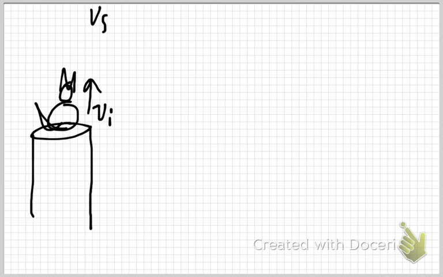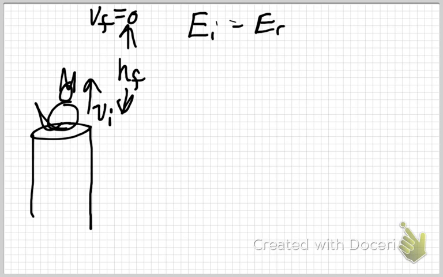His final velocity, or final speed, will be 0. And I would like to know the final height to which he goes. So I'll use energy. Use conservation of energy. Energy initial equals energy final.